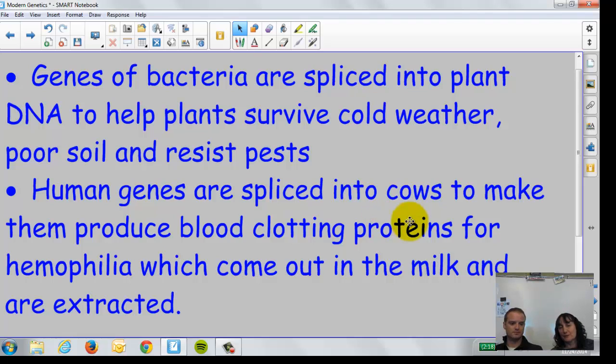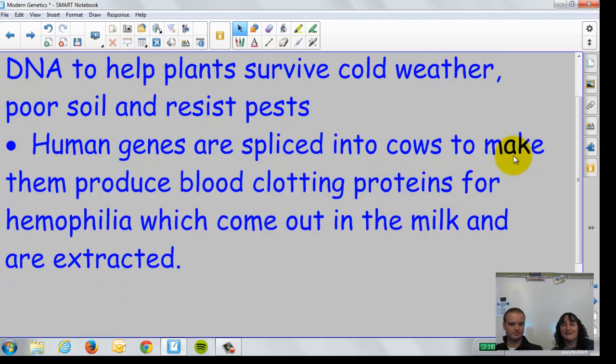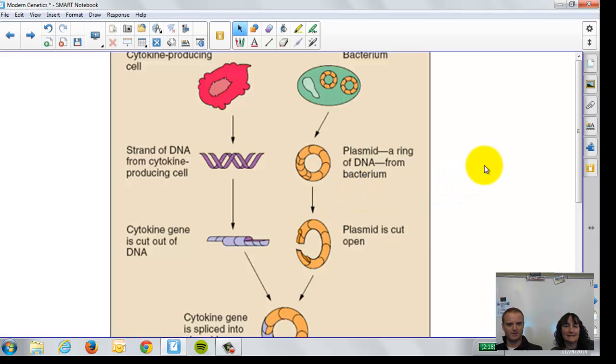And then we've also spliced human genes into cow DNA, and then they can make the blood clotting proteins that are needed for people that have hemophilia, and it comes out in the milk. And then they take that protein out of the milk and give it to the people with hemophilia. Wow, all kinds of cool stuff there. So, this looks like a picture of how this works.